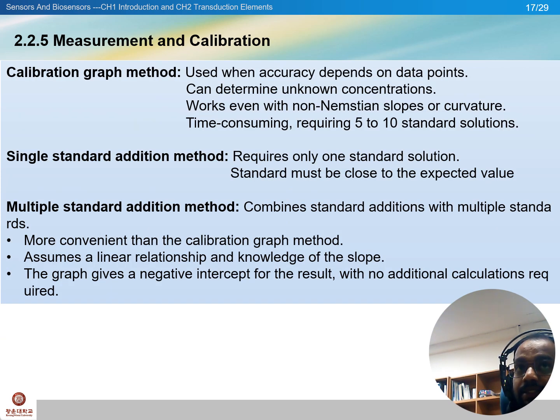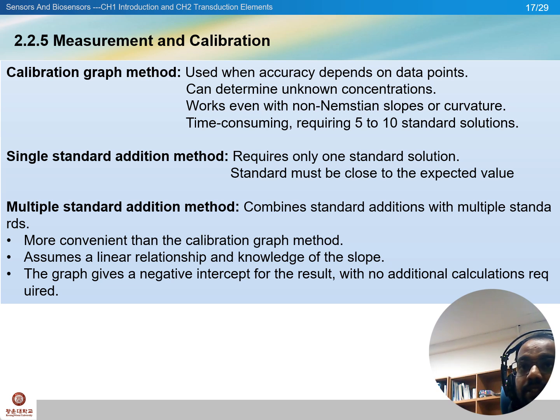Measurement and calibration. Calibration graph method: we use this when accuracy depends on data points, and it can also determine an unknown concentration. It also works even with a non-Nernstian slope or curvature. Single standard addition method requires only one standard solution. The standard must be close to the expected value.